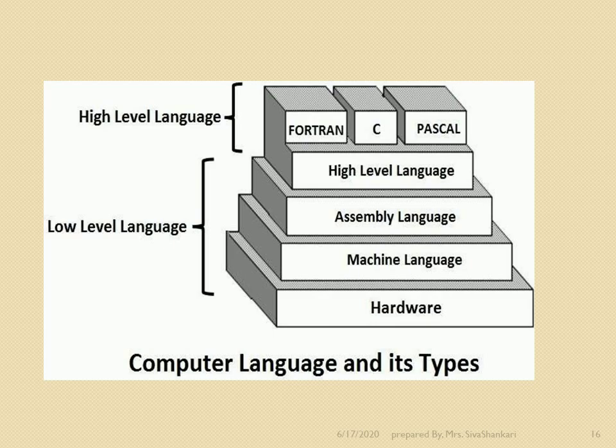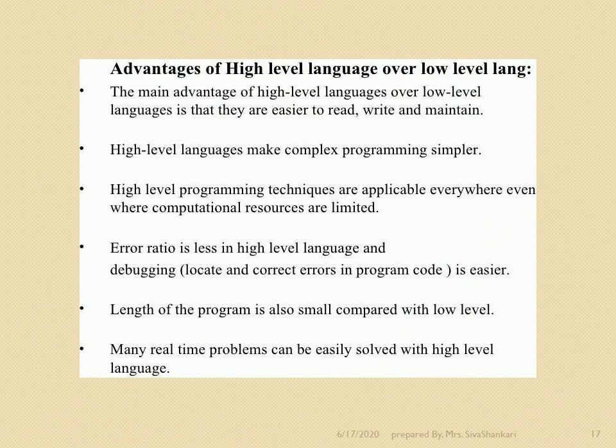So now we'll see the advantages of using high-level language over low-level language. The main advantage of high-level language is that a user can easily read, write and maintain. But it is difficult to read and write a low-level language. And high-level language makes complex programming simple. But the low-level language, even though it is complex, we cannot make it simple. High-level programming techniques are applicable everywhere, unlike low-level language.